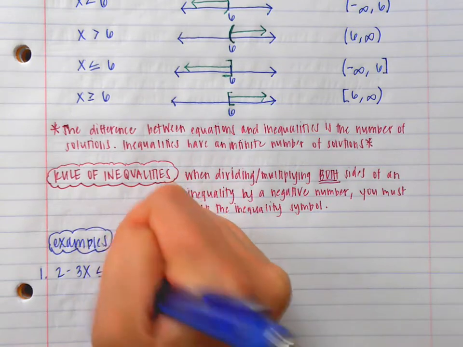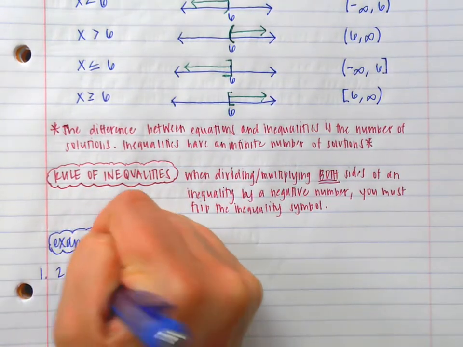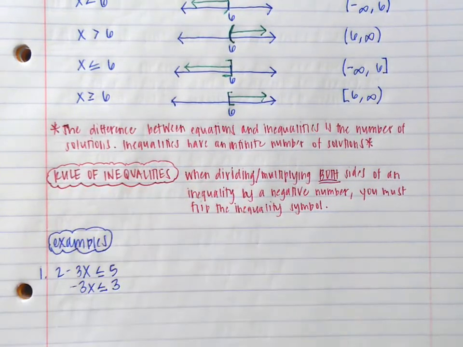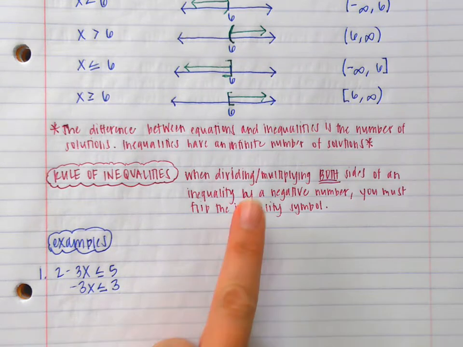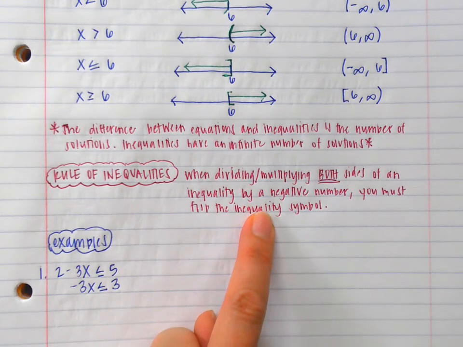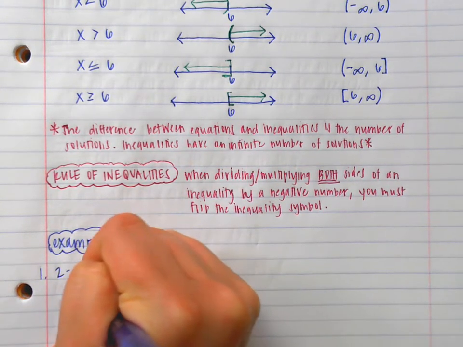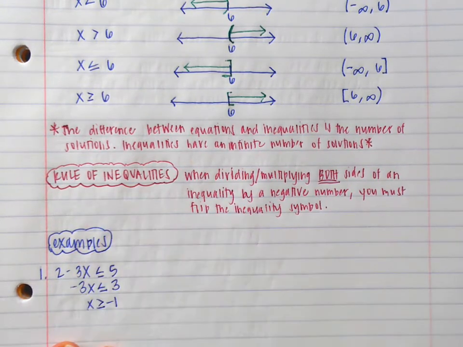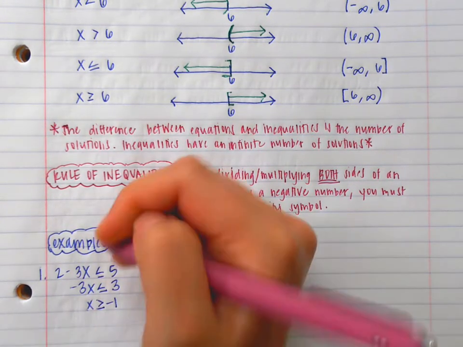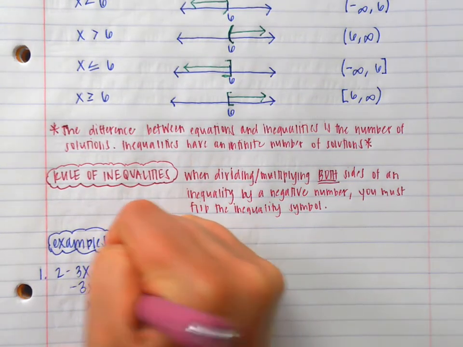So I'm going to subtract the 2 from both sides. 5 minus 2 is 3. And now to solve for x, I need to divide both sides by -3. Now, hopefully you're thinking, wait, we're dividing by a negative. And remember, when dividing or multiplying both sides of an inequality by a negative number, you must flip the inequality symbol. So if I divide both sides by -3, that's going to become x is now greater than or equal to -1. Let's write that down so we don't forget why we flipped that symbol here.